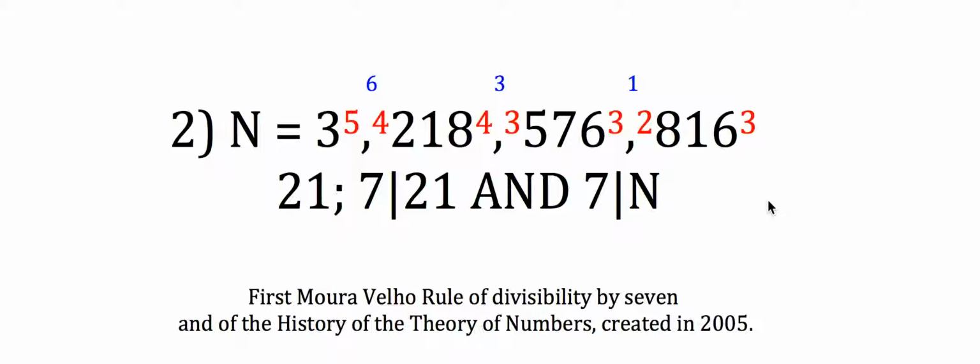This is the first Moura Velho rule of divisibility by 7 and of the history of the theory of numbers, created in 2005. There is a video on YouTube about this rule. For details of these rules, access my blogspot.